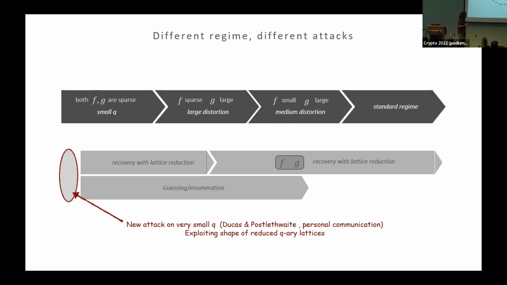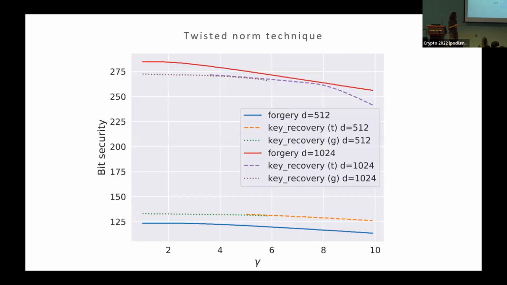Ducas and Pulmann sent me an email recently that they might have found a new attack in the extreme small q regime, which is better than this recovery plus enumeration and guessing, and is quite different because it exploits the shape of BKZ-reduced q-ary lattices. So this must be tested a bit more, but it only affects the extremal cases.